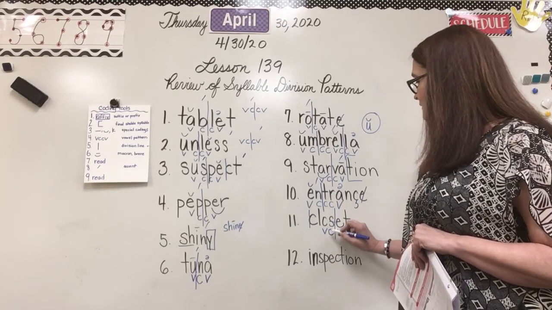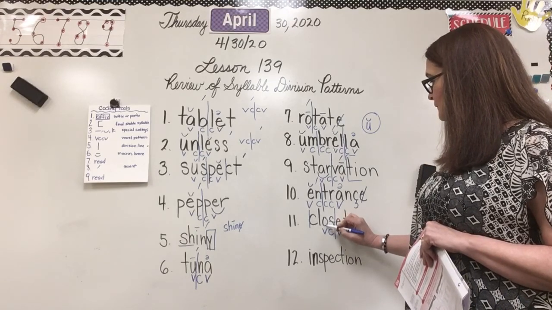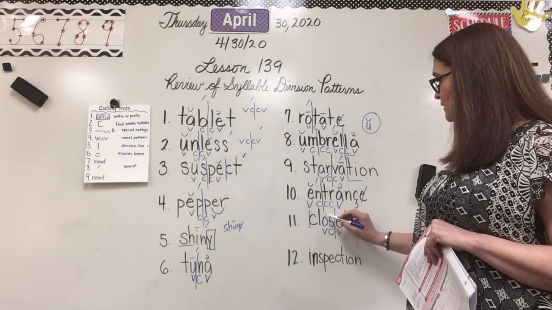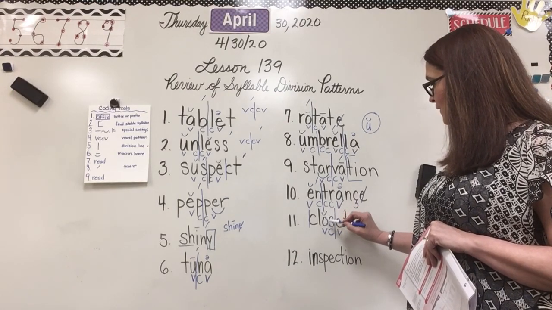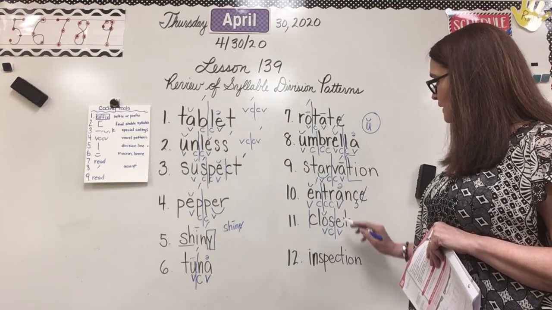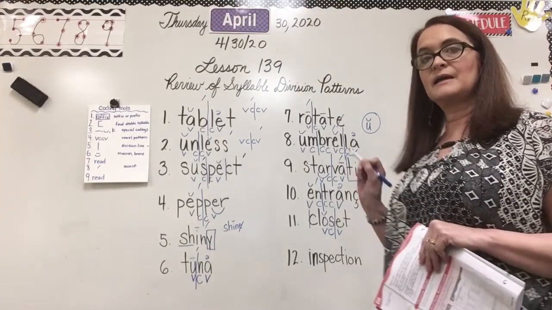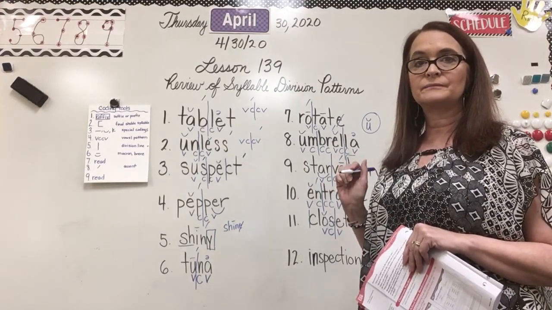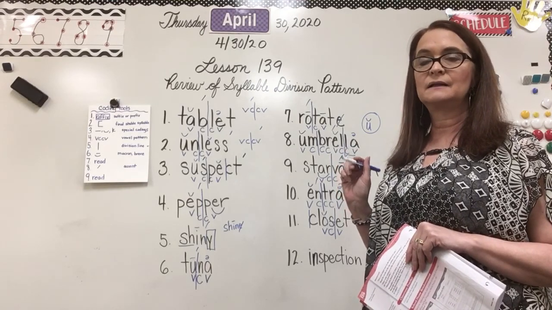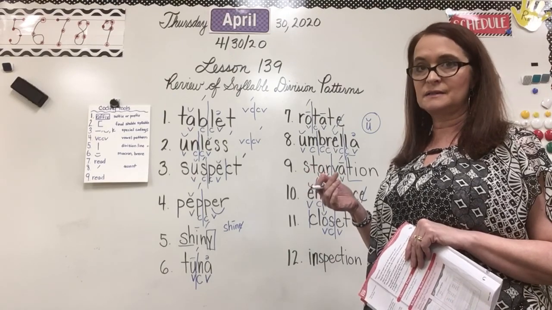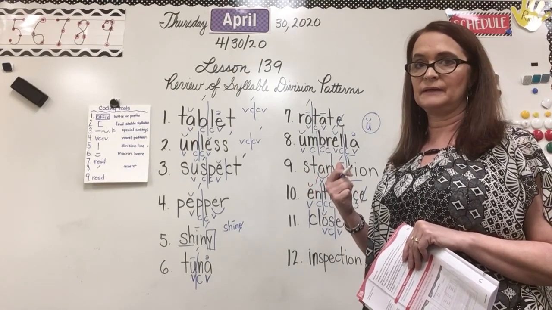So this VCV pattern is divided after the vowel and the consonant. So yes, Sam, you're right. Vowel followed by a consonant is short. And this sounds like, listen how I say it carefully, closet. I don't say close-et. Some people do, but you pronounce it closet. Put your clothes in the closet, please.